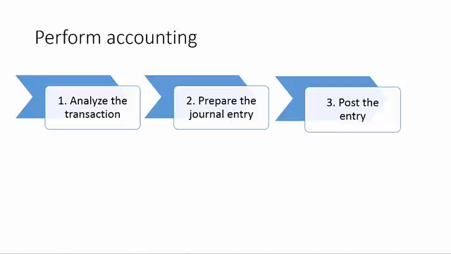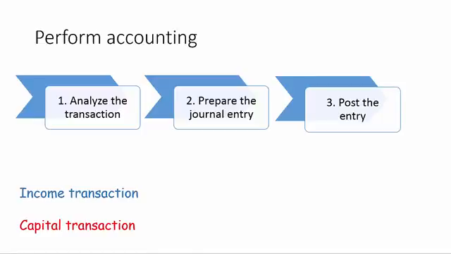Step one is to analyze the transaction. Not all transactions give rise to a journal entry. For example, if you hire someone, there's no entry to consider. If a customer gives you an order, it's just an order. Nothing has happened yet, so there's nothing to record. Also considered in this step is whether you have transactions that are on account of income or capital.